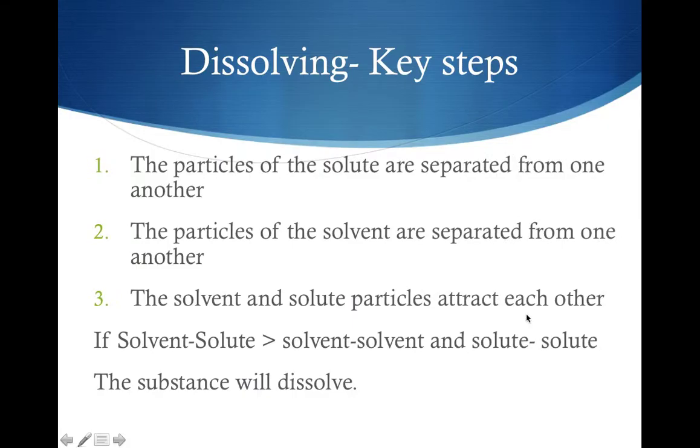So we've got some key steps. The first thing is we've got to separate the particles of the solute from one another. Secondly, we've got to separate the particles of the solvent from one another. And then we have to attract the solvent to the solute. And if those bonds between the solvent and the solute are stronger than the bonds that were holding the solute together and the bonds that were holding the solvent to each other, then we're going to get dissolving occurring.